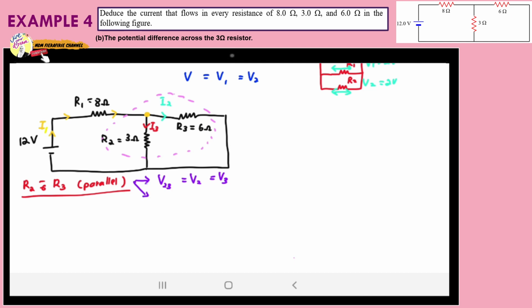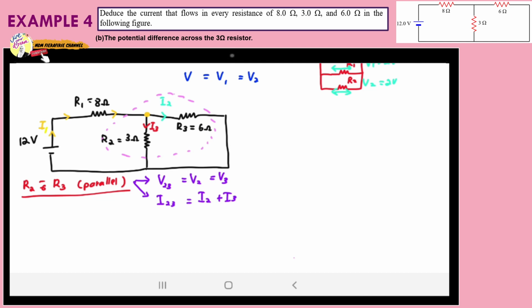And I also write I23 is equal to I2 plus I3, where I23 is the current that flows through the combination of R2 and R3. Okay, and it's equal to I2 plus I3. So saya suka tulis macam ni untuk guide diri saya bila menjawab soalan resistors in series and parallel.